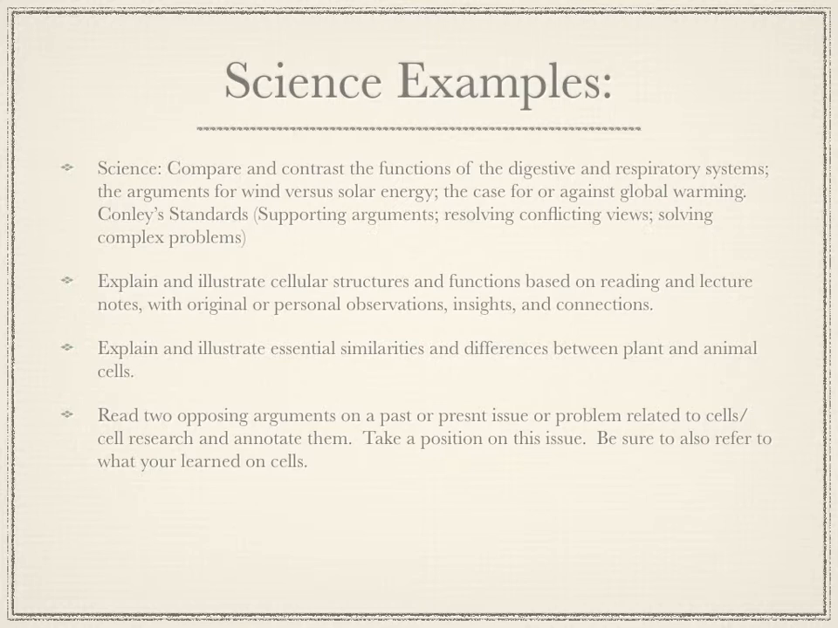Explain or illustrate cellular structures and functions based on reading and lecture notes with original or personal observations, insights, and connections. Explain and illustrate essential similarities and differences between plant and animal cells. Read two opposing arguments on past or present issues or problems related to cells and cell research and annotate them. Take a position on this issue. Be sure to also refer to what you've learned on cells. Again, these could be used for building learning tasks in the classroom, or they could be used as assessment questions.